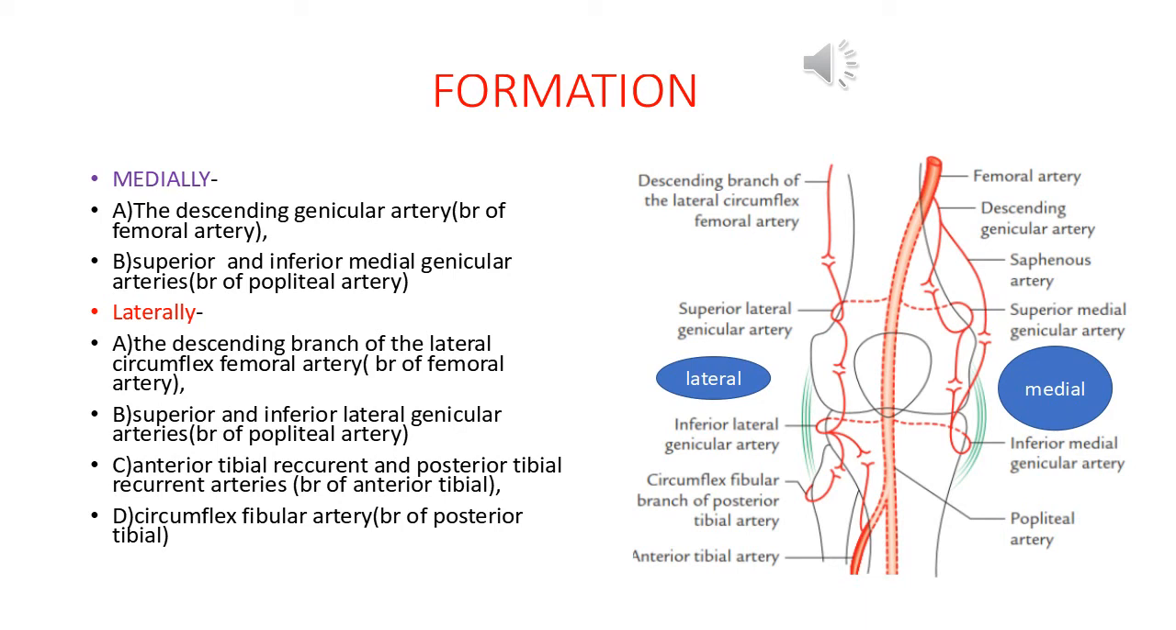So the popliteal artery, at the lower border of popliteus, will divide into two, that is the anterior tibial and posterior tibial artery. So the anastomosis around the knee joint involves the branches of the anterior and the posterior tibial artery also. This is the formation of the genicular anastomosis around the knee joint.